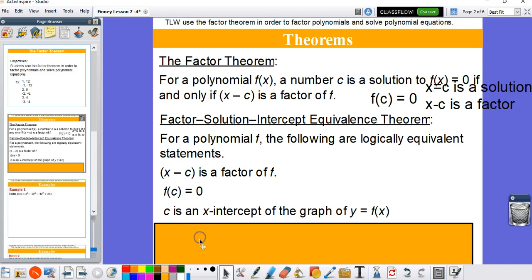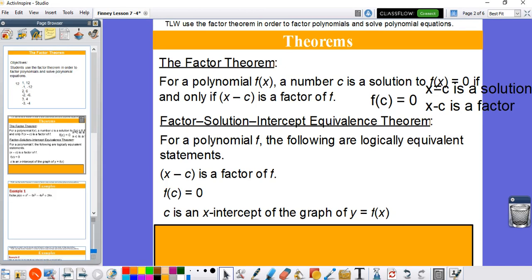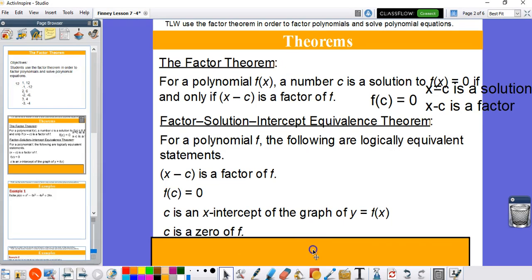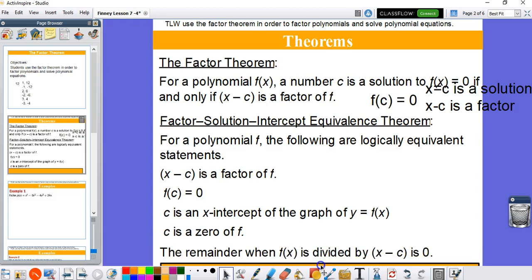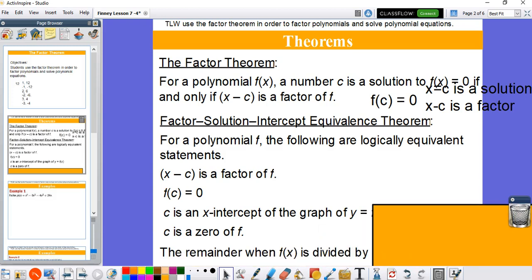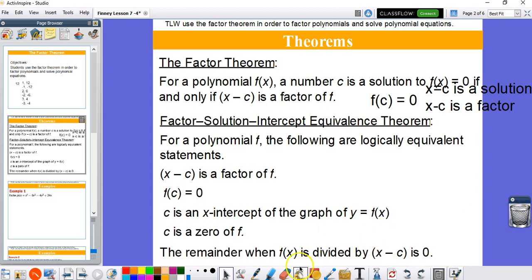C is an x-intercept of the graph. So that means if I were to graph my polynomial, c would be an x-intercept. And c is a 0 of f. Zero and x-intercept mean the same thing. And so that means that the remainder is also 0, because if something is a factor, its remainder is 0.